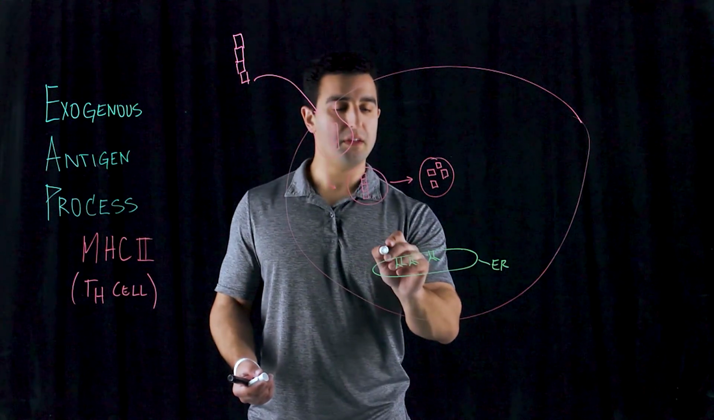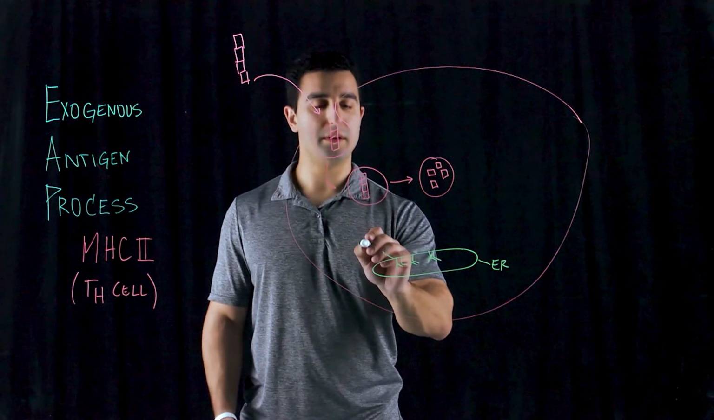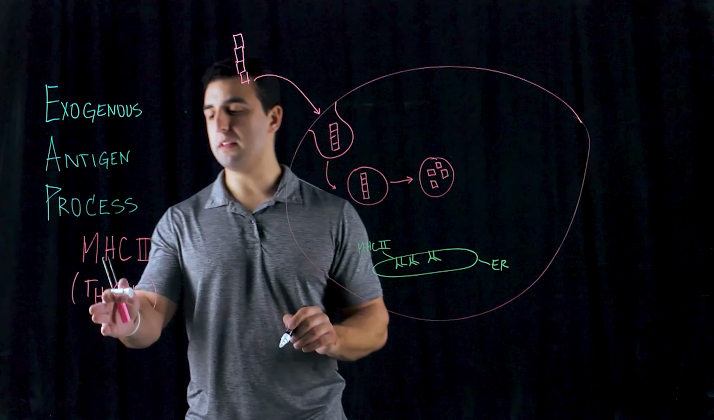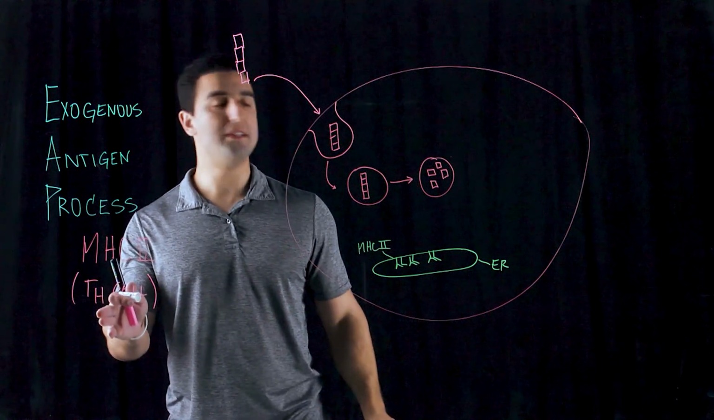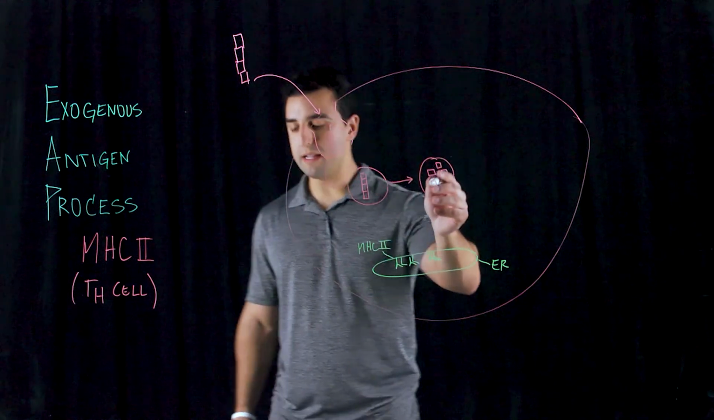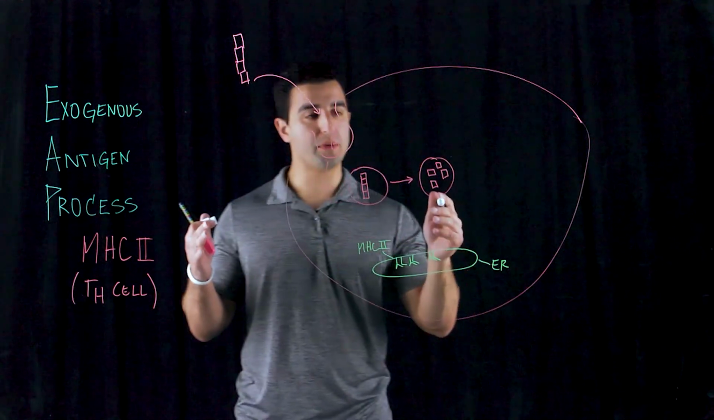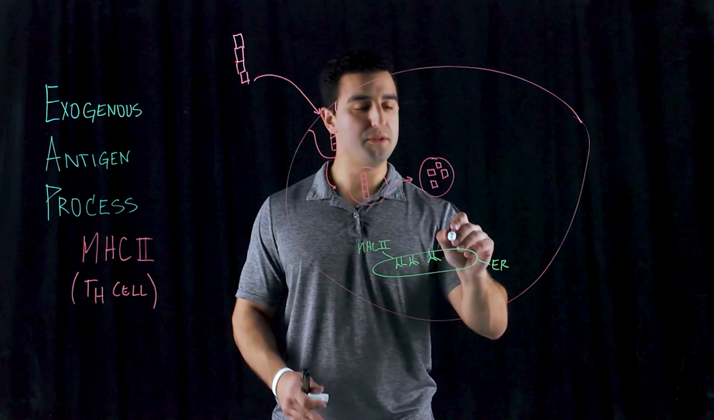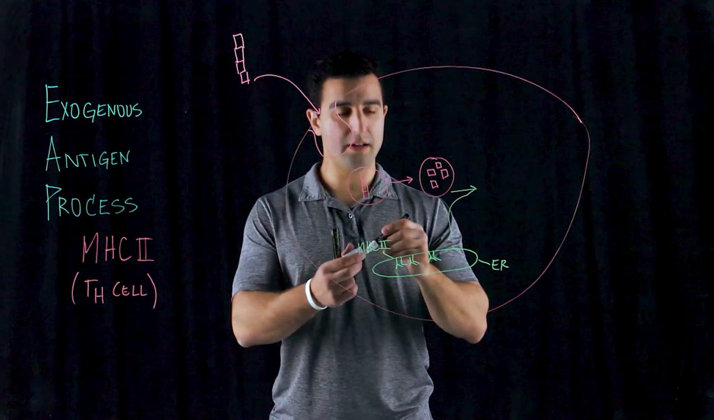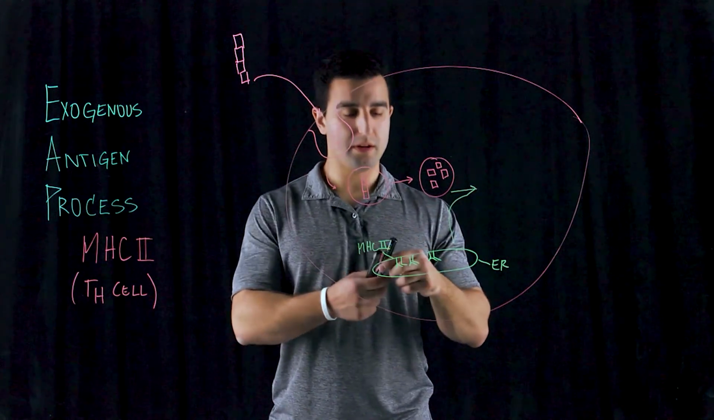So specifically, which one is this? We're talking about the MHC2, right? Specifically in order to bind to this helper T cells. So now these vesicles fuse, right? Excuse me, not lyse. They fuse together. They fuse together now with the ER, right?